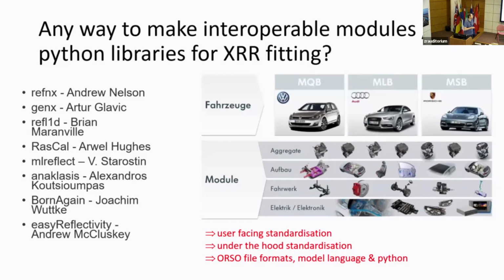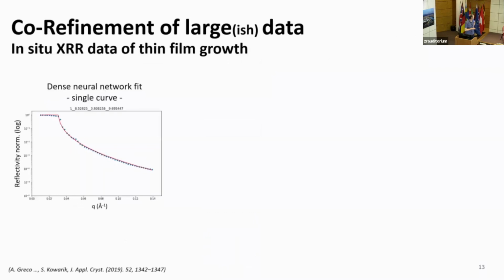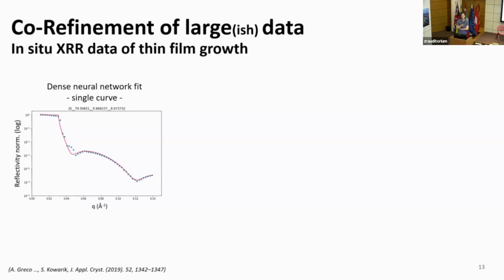There will always be the need for different cars or different packages. But I think it is also very important for file formats, model language, getting maybe a little bit of synergy from different approaches. And hopefully machine learning fits in here as well in the future. We heard just before that if you have a time series, you can do co-refinement with or without reinforcement learning.